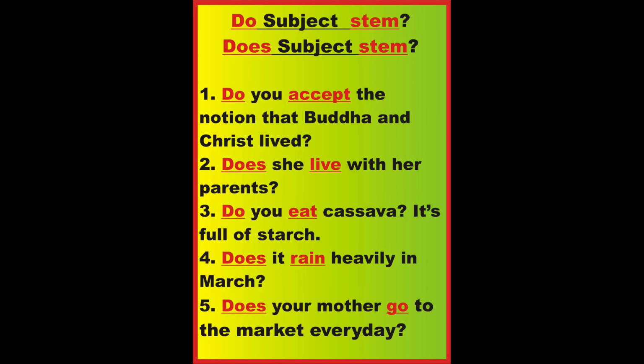To ask questions, we write do and does. Do is plural, does is singular. Do you accept the notion that Buddha and Christ lived? Does she live with her parents? Do you eat cassava? It's full of starch. Does it rain heavily in March? Does your mother go to the market every day?